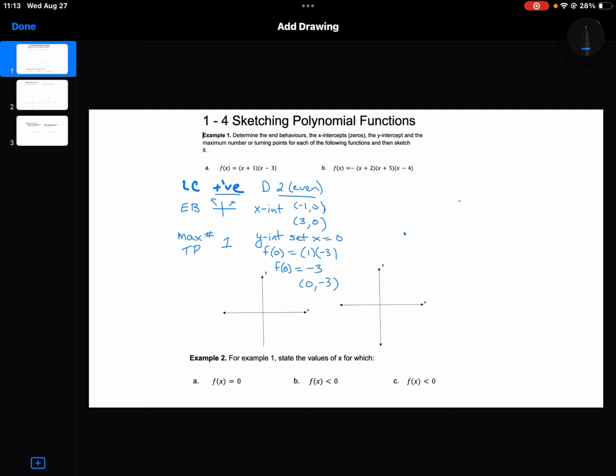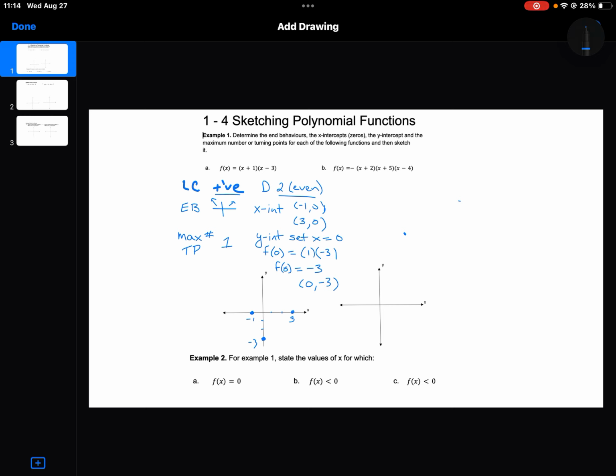Now I'm going to use all that criteria to sketch the graph on the grid below. I'm going to start by plotting my x-intercepts. So -1 is probably right about here. +3, if I go over 1, 2, 3, we've got 3 on the right-hand side. I also have my y-intercept, so I'm going to go down 1, 2, 3, -3, about right there.